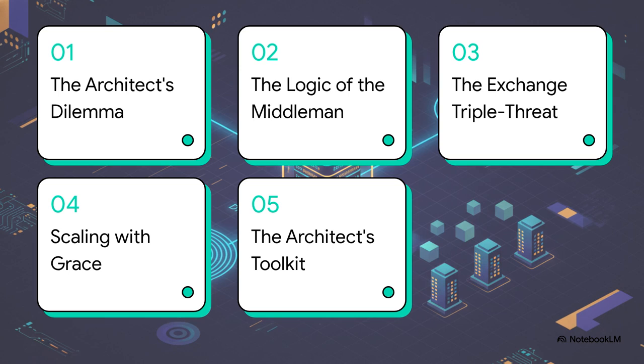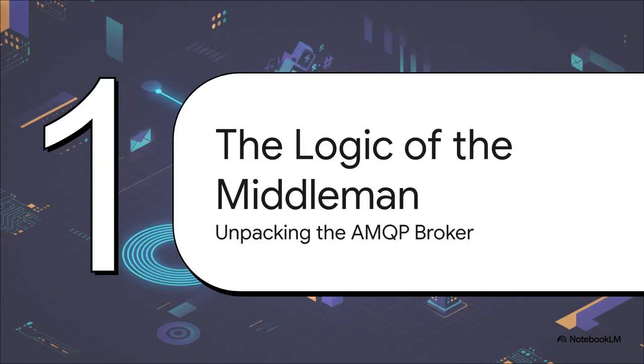Okay, so here's the journey we're going on today. We've just talked about the architect's dilemma. Next up, we're going to dig into the logic of that middleman. Then we'll explore the 3 key strategies it uses, see how this whole thing scales beautifully, and finally, we'll wrap it all up in your very own architect's toolkit. All right, let's dive right in.